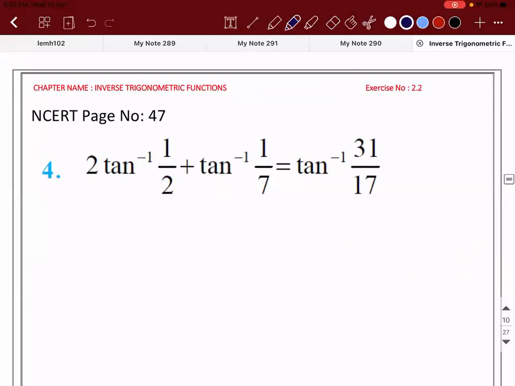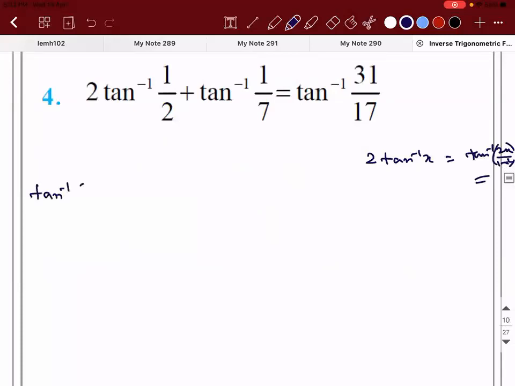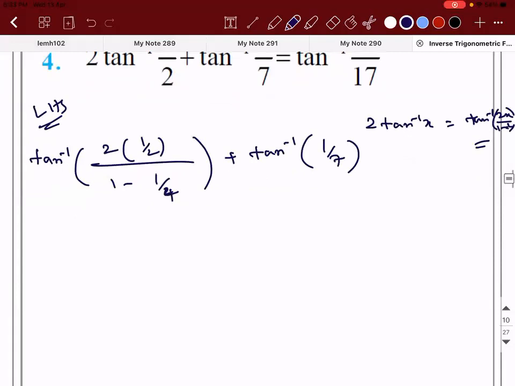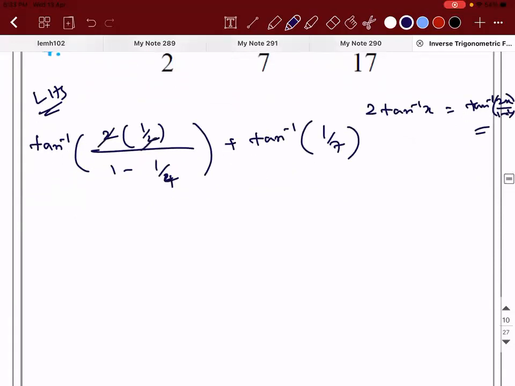See, this 2 tan inverse half is there. What you're supposed to do is write it in terms of tan inverse. So what is 2 tan inverse x? 2 tan inverse x is equal to tan inverse of 2x divided by 1 minus x squared. So I can write this as tan inverse of 2x divided by 1 minus x square, with x as half, 1 minus 1 by 4. The other tan inverse of 1 by 7, I'm not going to disturb. I hope you understood that I'm taking only LHS. Whichever is complicated, I'll take that. Formula, the last, sixth property.